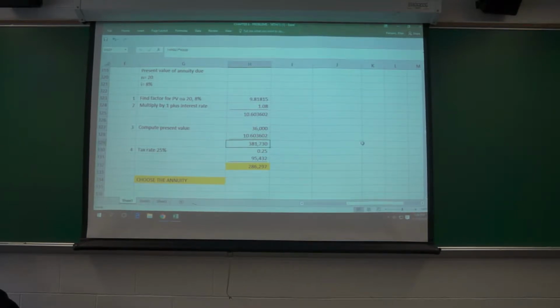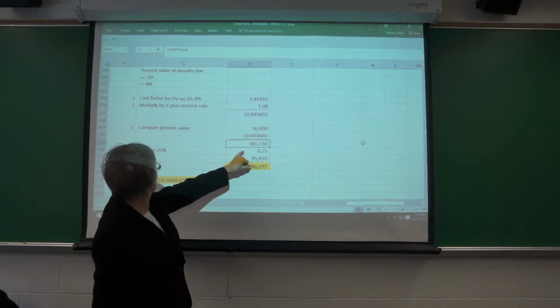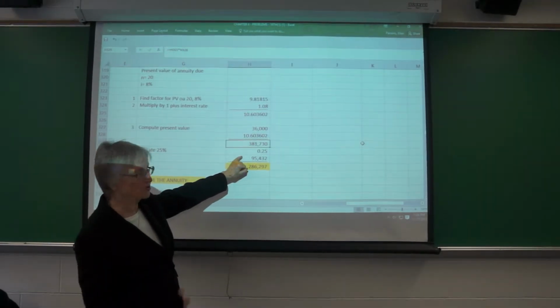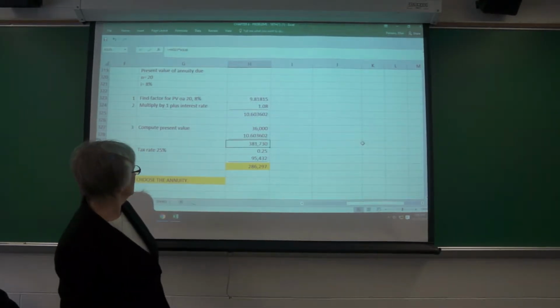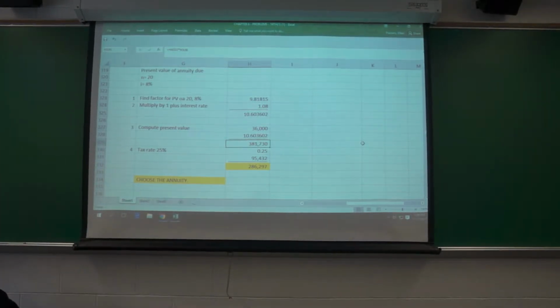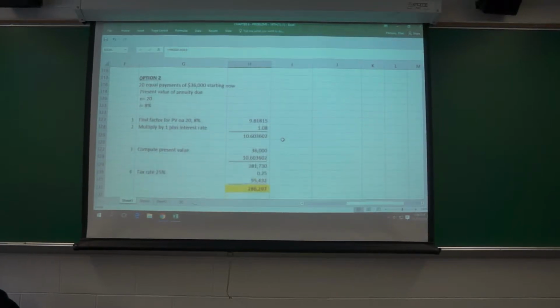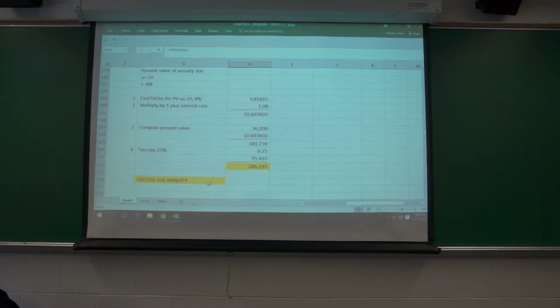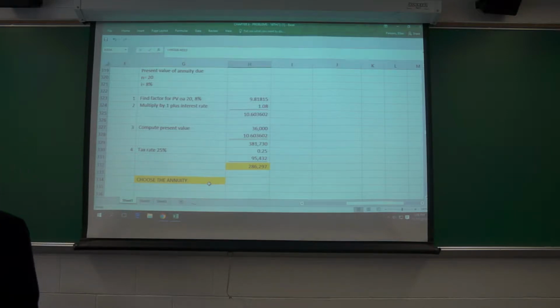So the present value of all of that comes out to $381,730. But the tax rate on this, because it's over a period of years, is going to be 25%. So the taxes are $95,432, and so Howie would net $286,000 as opposed to $270,000. So we should choose the annuity. Okay, so that's problem 6.4.